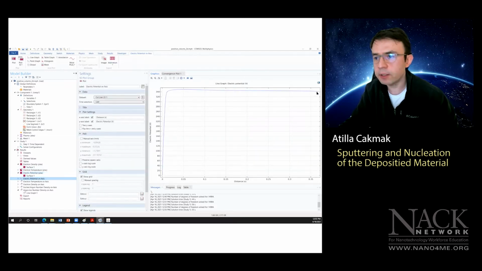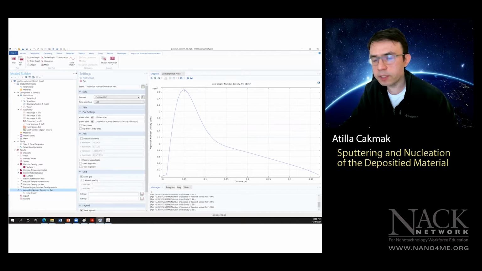electric potential again. Look at the column. The column is here, and then the cathode fall is here, the roller coaster is here again. And the ionized argon population is really high again.